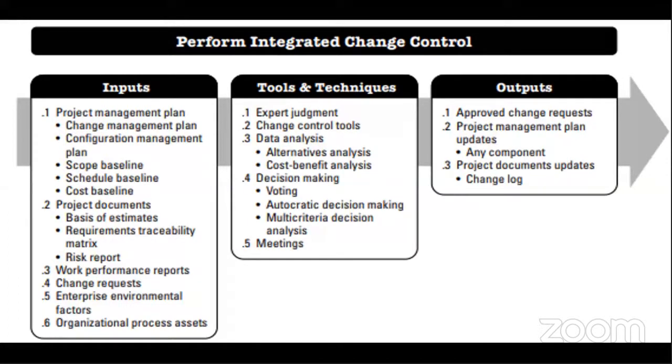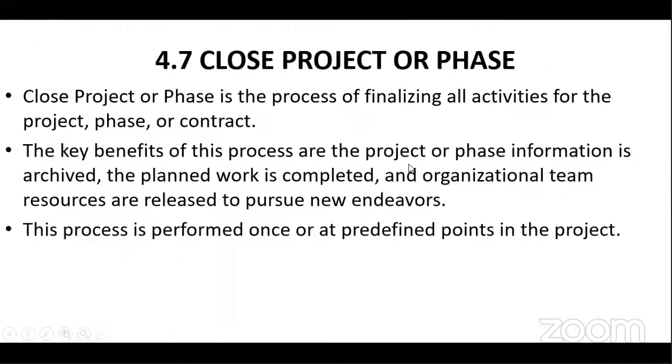All right. Then on the output, we have approved change requests, project management plan updates, and then we have the change documents update, which is going to be reflected on the change log. And finally, we have the closed project or phase. It's a process of finalizing all activities for the project, phase, or contract.